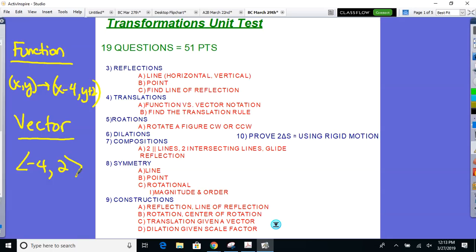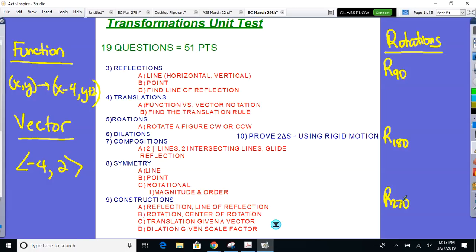And also, just like I had on number 8 on your quiz, you might have to find that translation rule for me and write it for me. Rotations. Here's what I'm looking for as far as rotations are concerned. I'm not going to get crazy. You could go 90, 180, or 270 for me.